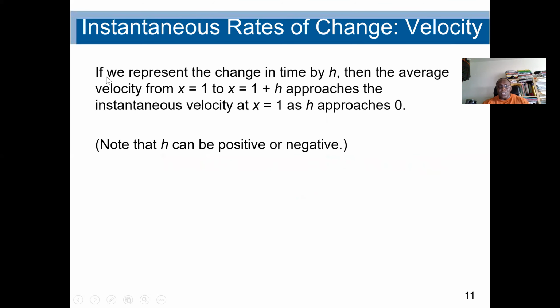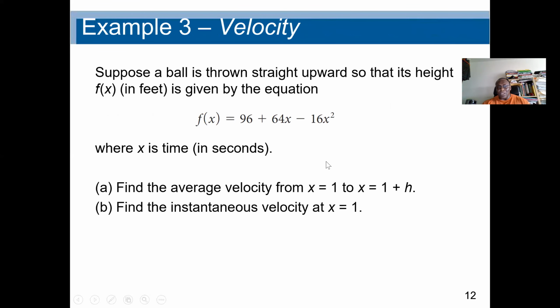So let's go through this. They say here, if we represent the change in time by h, then the average velocity from 1 to 1 plus h approaches the instantaneous velocity at x equal to 1 as h approaches 0. We should know that h can be positive or negative. Now we will see an example.